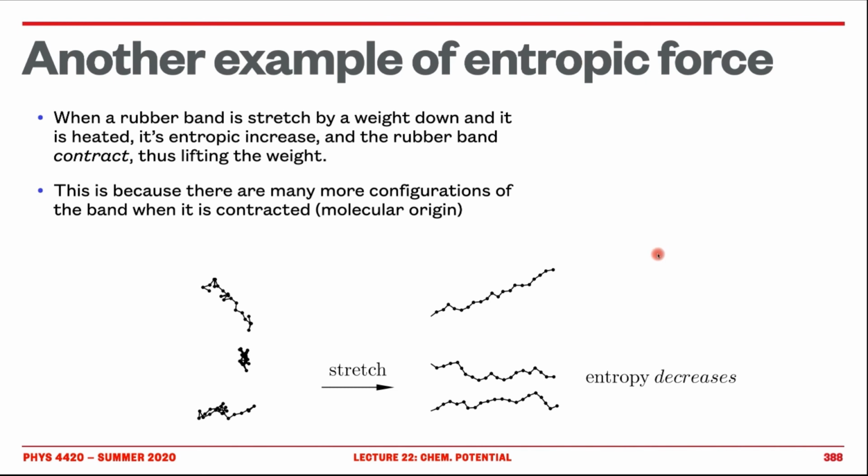Another example of entropic force, in addition to osmosis, is of course due to a rubber band. Remember that the rubber band was a special rod when we looked into that lecture on rod bubbles and magnetic moment.